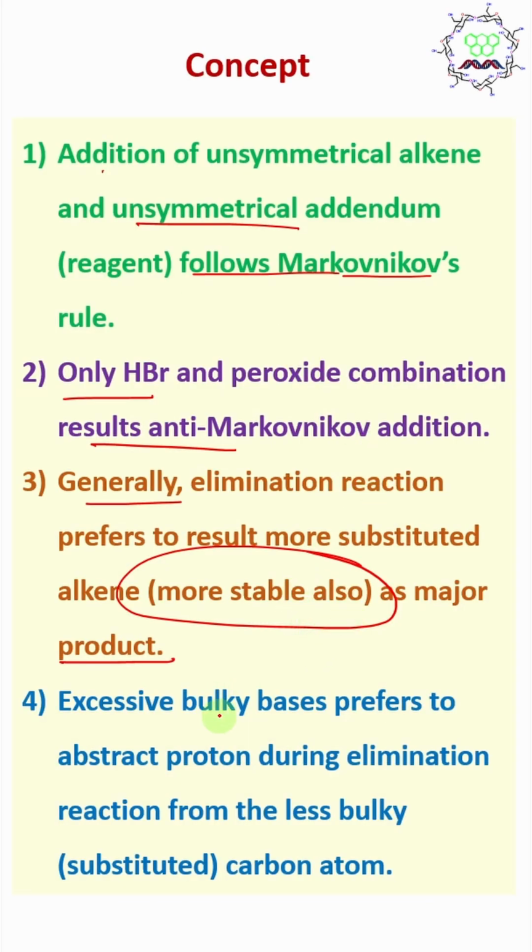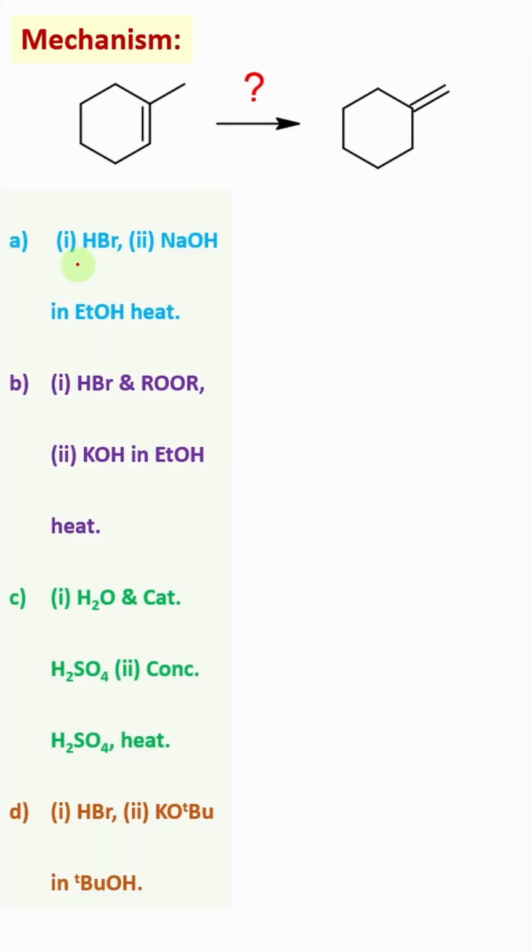An excessively bulky base prefers to abstract a proton during this elimination reaction from the less bulky carbon. Why? Because they are themselves very bulky, so it is difficult for them to abstract a proton from a more bulky position, if available. Obviously, if I take HBr, NaOH, ethanol, HBr means Markovnikov addition.